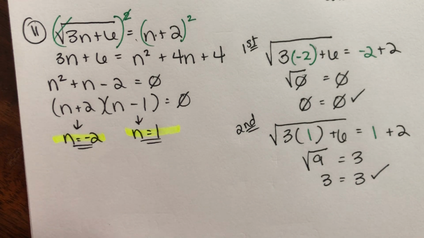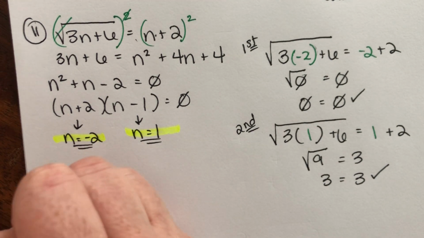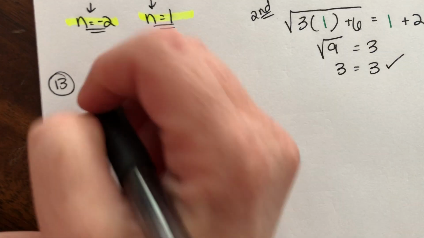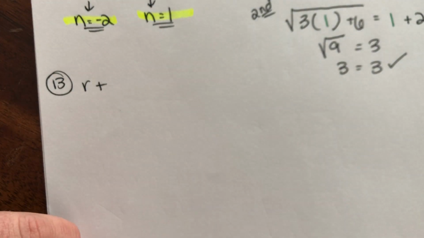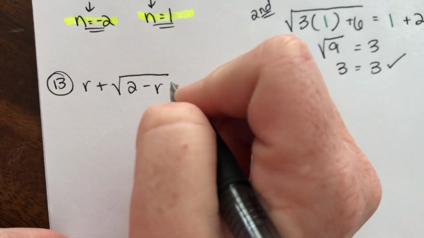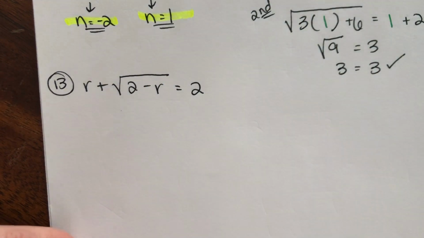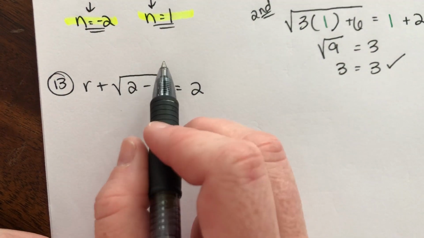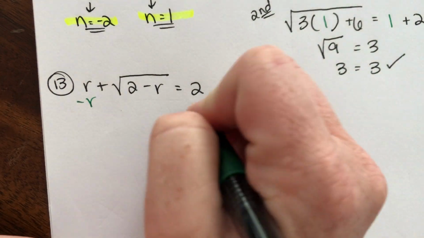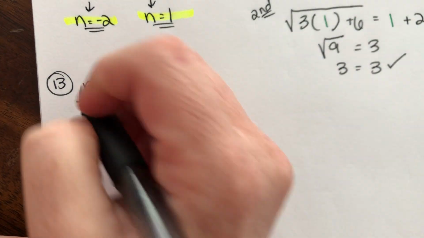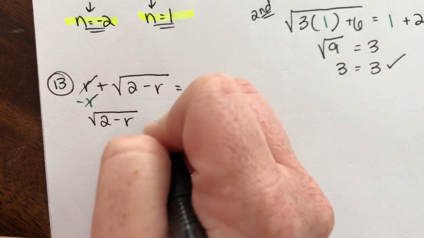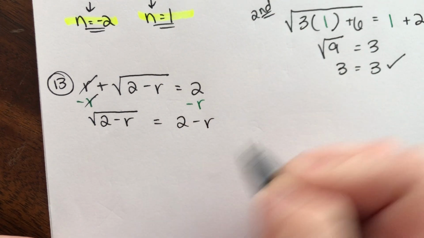Awesome. Next problem we're going to do is number 13 on the study guide. Okay, for number 13, the problem says r plus the square root of 2 minus r equals 2. So first thing I want to do is get the radical by itself. Right now I have this plus r, so I want to subtract r and subtract r. So these are going to cancel, and I'm going to get square root of 2 minus r equals 2 minus r.